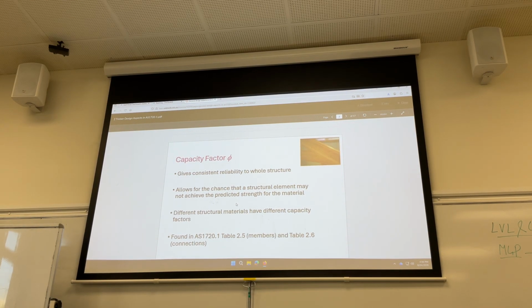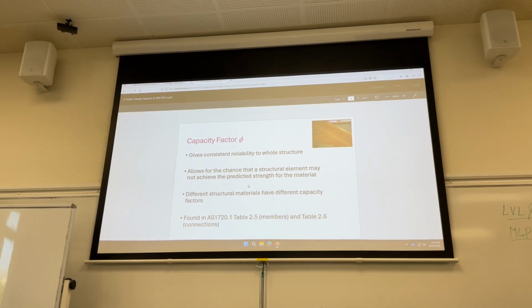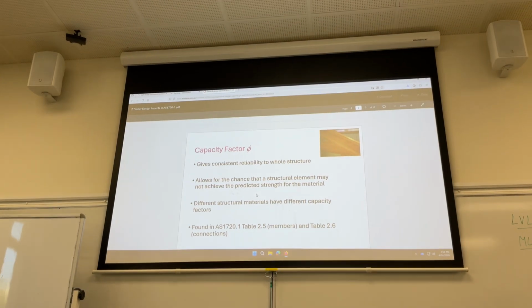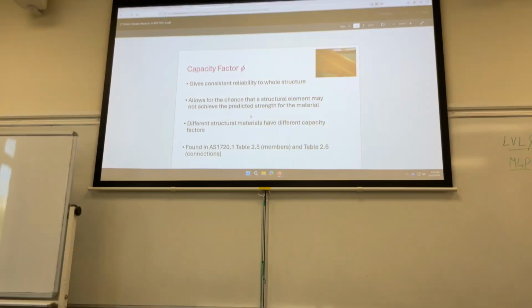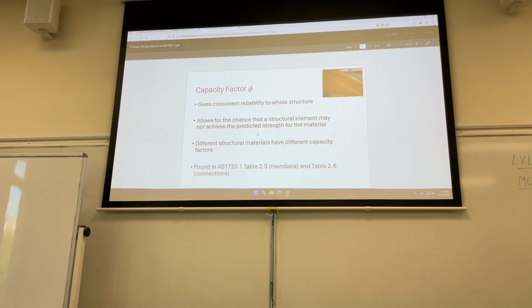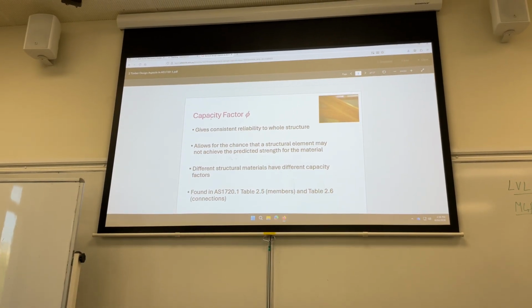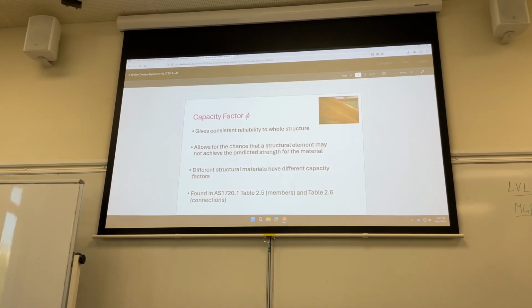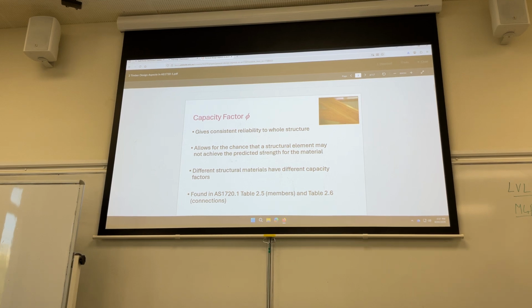Similar to any design code, we have phi. What is phi? The reduction factor for the capacity. The reduction factor is like a factor of safety, so that you don't consider the whole capacity, you consider a reduced capacity. The capacity factor gives consistent reliability to the whole structure, and allows for the chance that the structure may not achieve the predicted strength.